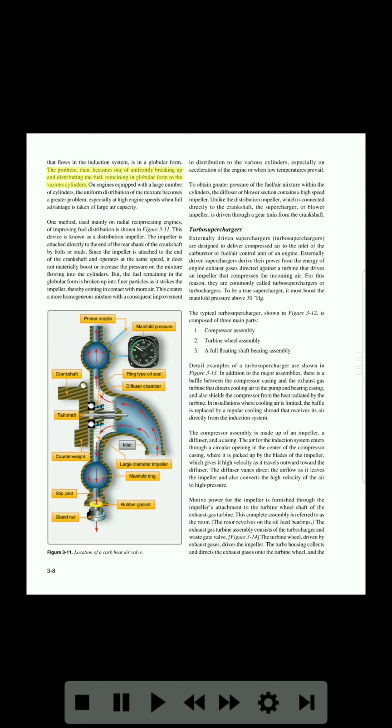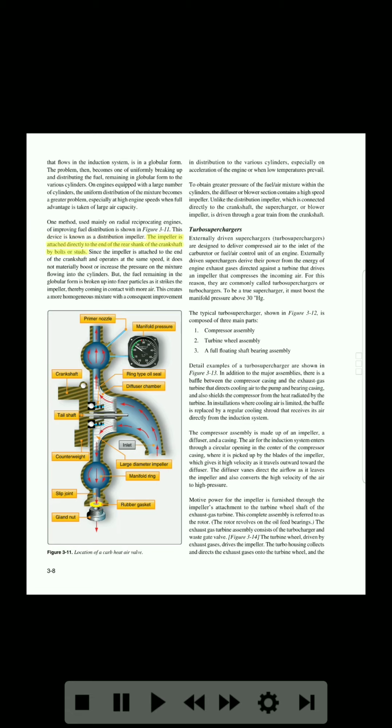The problem, then, becomes one of uniformly breaking up and distributing the fuel, remaining in globular form, to the various cylinders. On engines equipped with a large number of cylinders, the uniform distribution of the mixture becomes a greater problem, especially at high engine speeds, when full advantage is taken of large air capacity. One method, used mainly on radial reciprocating engines, of improving fuel distribution is shown in figure 3-11. This device is known as a distribution impeller.